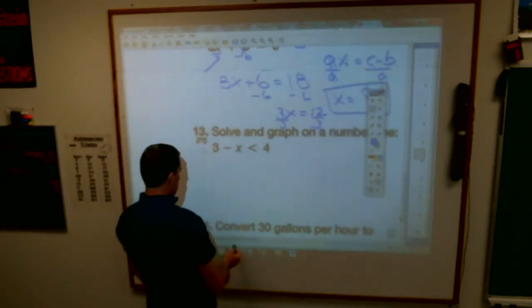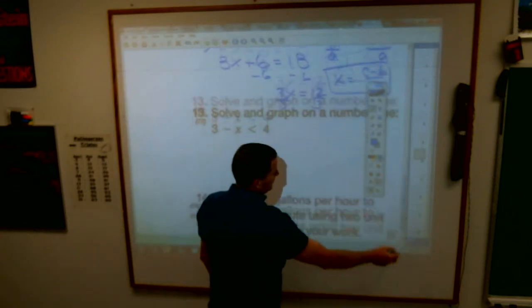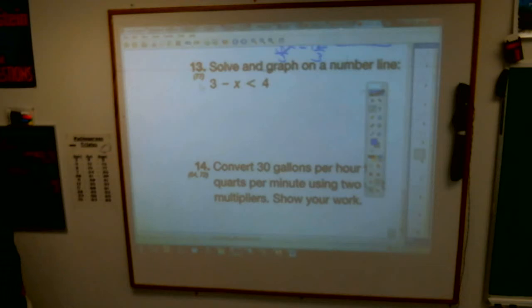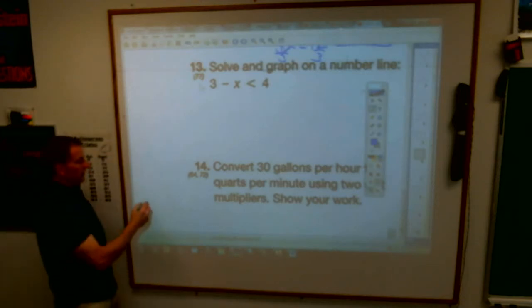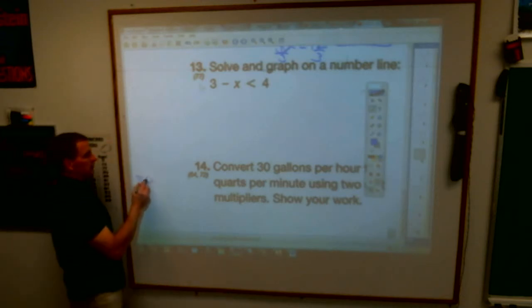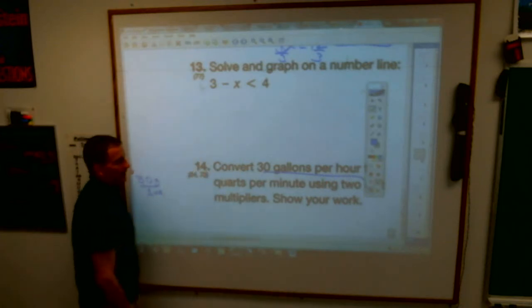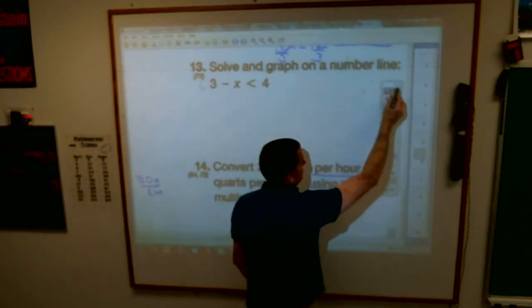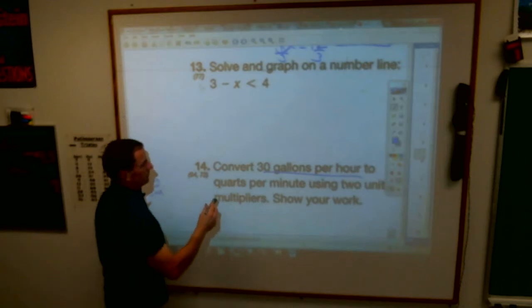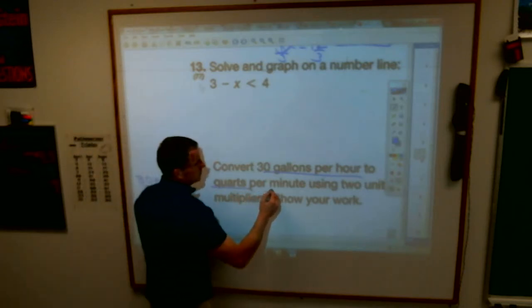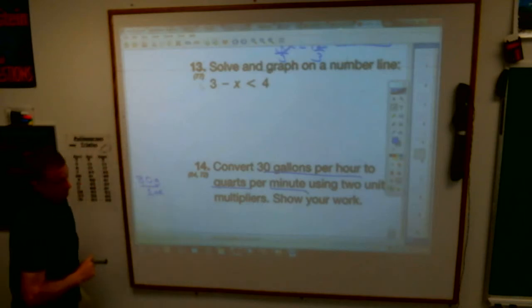12, 13. Oh, 14. This was my person who didn't change it into seconds. 30 gallons per hour. What does that look like? This. 30 gallons per hour. That's what you're given, is it not? I want to make it quarts per minute. I need to change gallons to quarts, and I need to change hours to minutes.